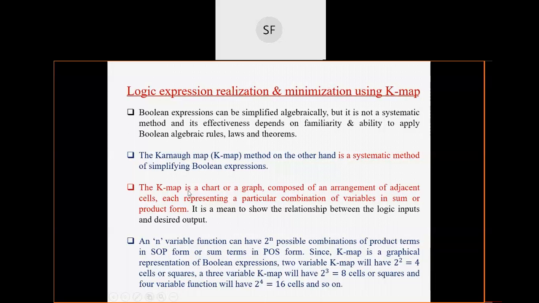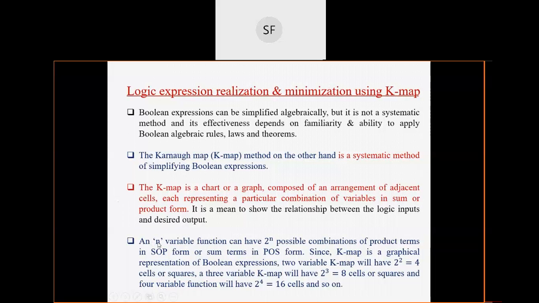So what is actually a K-map? K-map is a chart or a graph composed of an arrangement of adjacent cells, each representing a particular combination of variables in sum or in product form. We will see after a moment how a K-map actually looks. Just remember the cells. Once you observe, there will be many squares in the K-map. All these squares are called cells. Basically K-map is a means to show the relationship between logic inputs and the desired output.